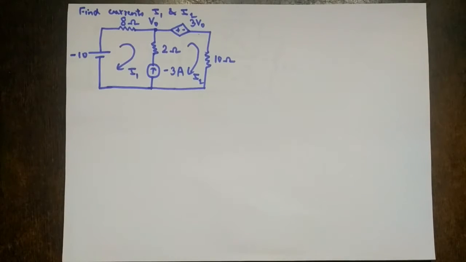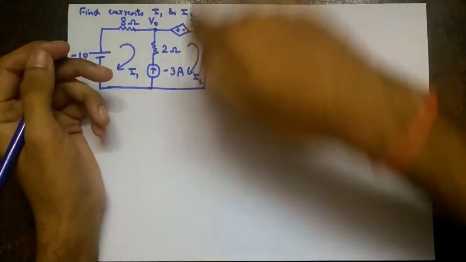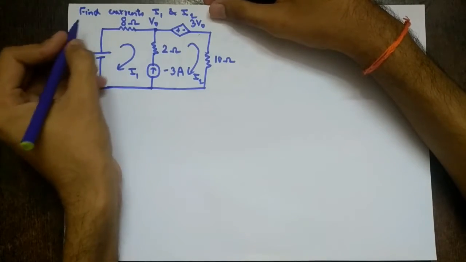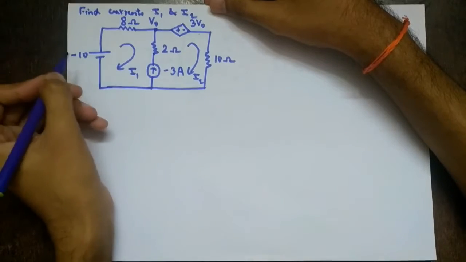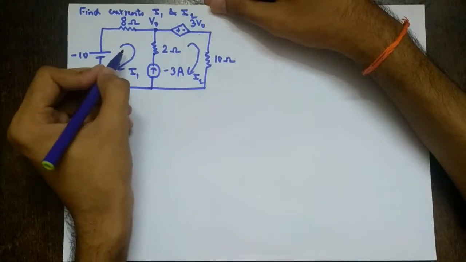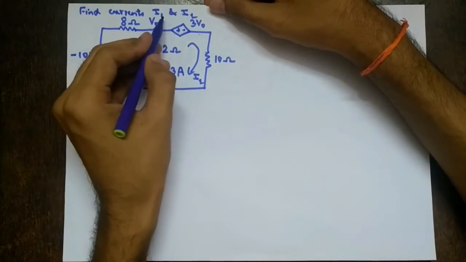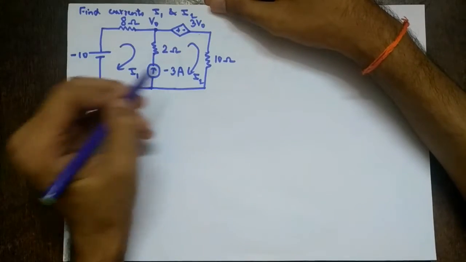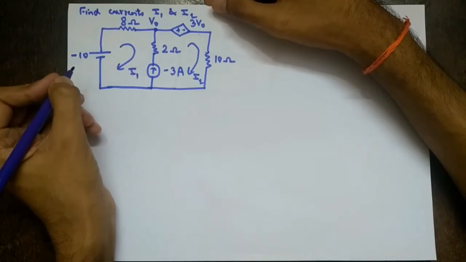So we have started with dependent sources. So let's proceed further with supermesh analysis using dependent sources. The next numerical is: find currents I1 and I2. There are two meshes, so we'll have two equations. Since they have directly said find I1 and I2, they have already given the currents in the clockwise direction, I1 and I2. So what is the first step?